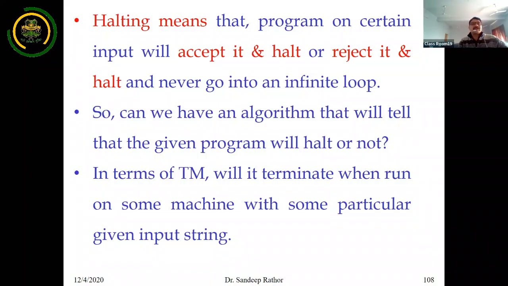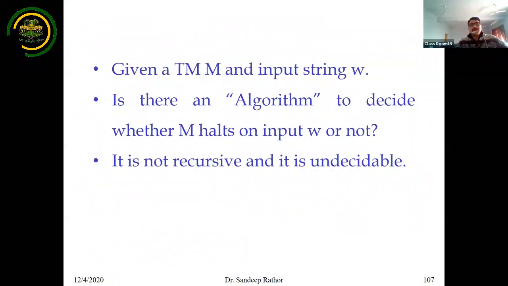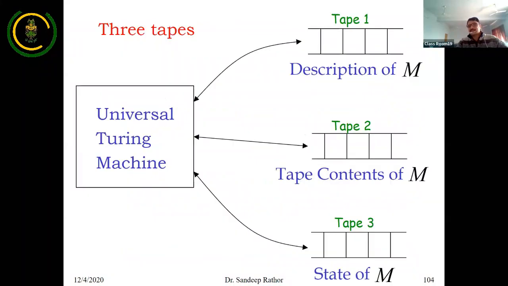So in terms of a Turing machine, will it terminate when run on some machine with some particular input string? The final conclusion is that there is no algorithm or procedure that can determine whether an arbitrary Turing machine will halt on an arbitrary input. That's why the halting problem is called undecidable or unsolvable. So this is all about the halting problem of the Turing machine. If you have any doubt or confusion, we can discuss it again.